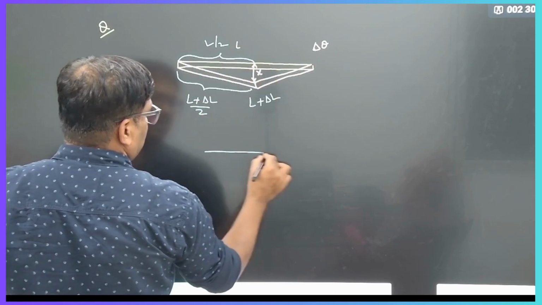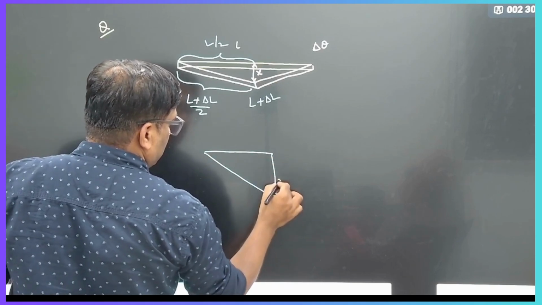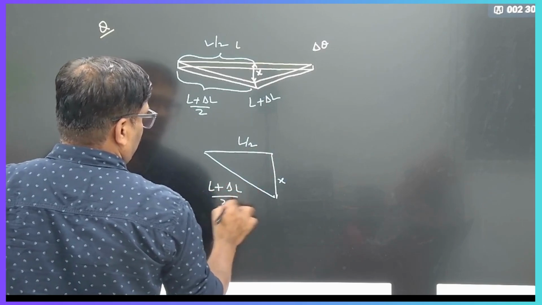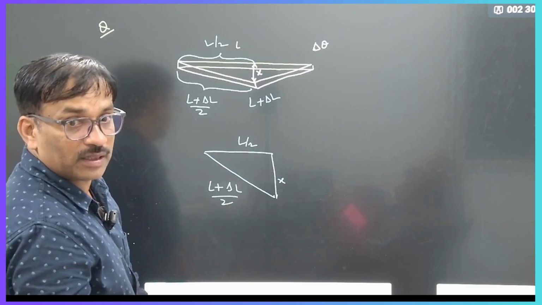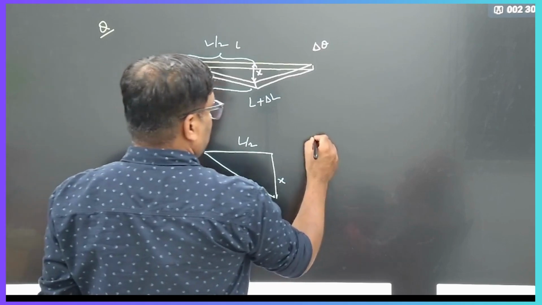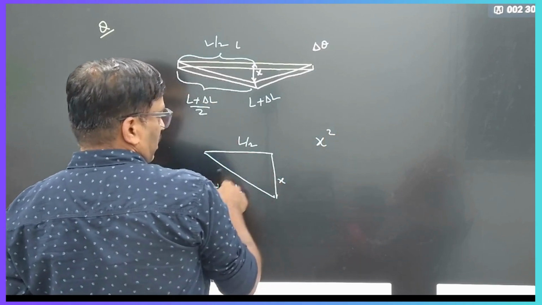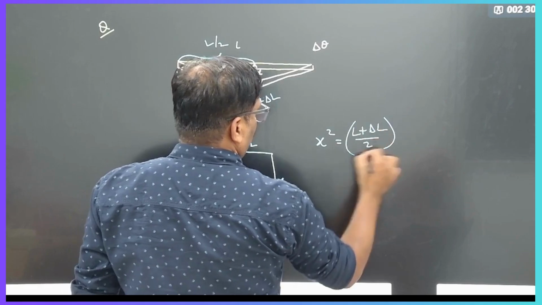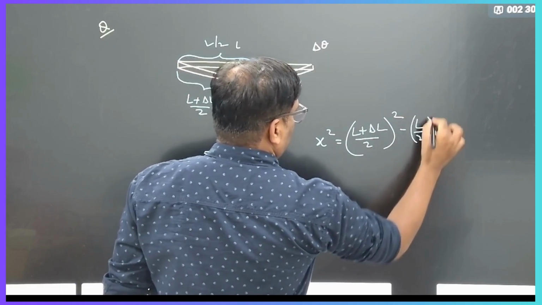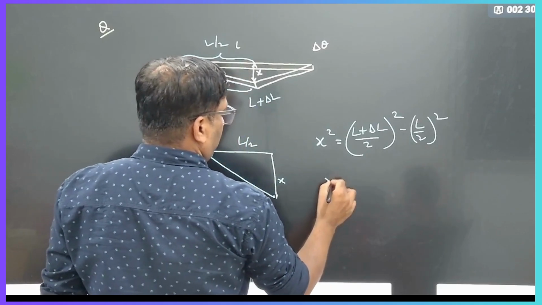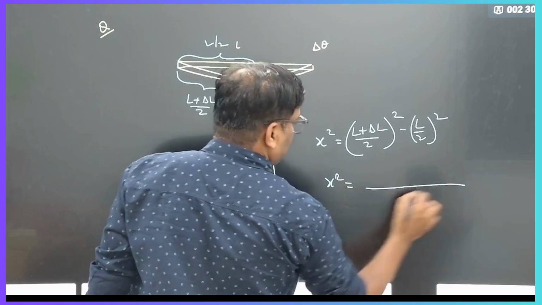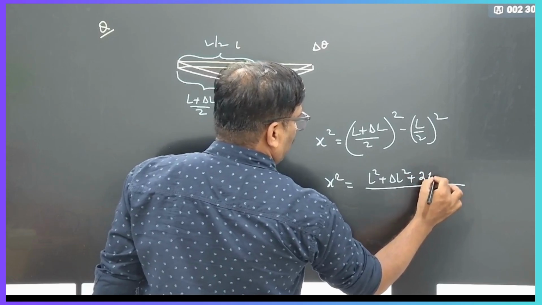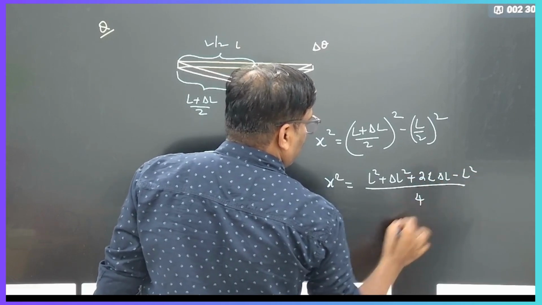So you can take this as a right angle triangle. This is x, this is L by 2, and this is L plus delta L by 2. Clear? So you can use the Pythagoras theorem. Therefore x square plus L by 2 square is equal to L plus delta L by 2 whole square minus L by 2 whole square. Simplify this, therefore x square is L square plus delta L square plus 2L into delta L, minus L square by 4.